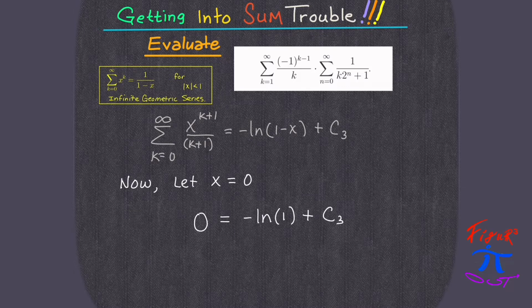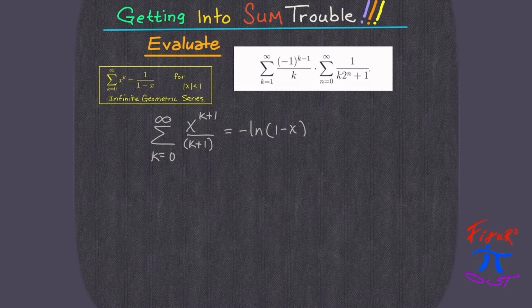On the left-hand side, we get 0. And on the right-hand side, we get the negative natural log of 1, which is also 0. So c, the constant, is 0. That simplifies our expression. This infinite geometric series will become important later.